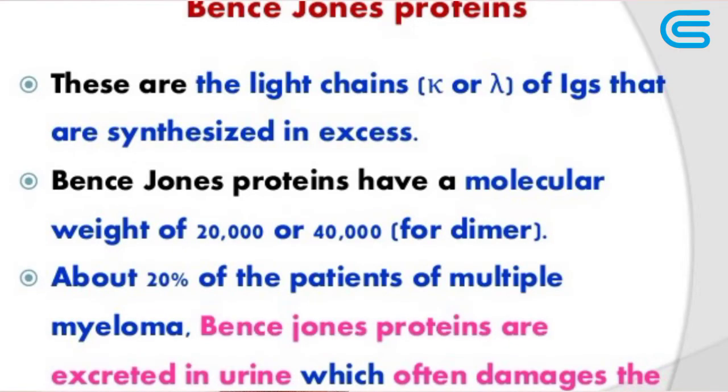Bence Jones proteins are monoclonal immunoglobulin light chains that are synthesized by the neoplastic plasma cells. The excess production of these light chains occurs in plasma cell dyscrasias, like in multiple myeloma and primary amyloidosis. Because of their low molecular weight and high concentration, they are excreted in the urine. This is a condition we refer to as overflow proteinuria. Since they are very low in molecular weight and highly concentrated, they will overflow in the urine.